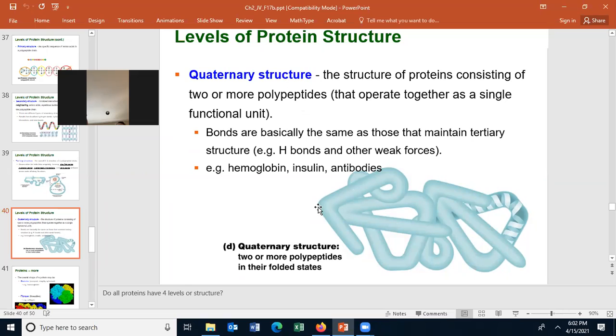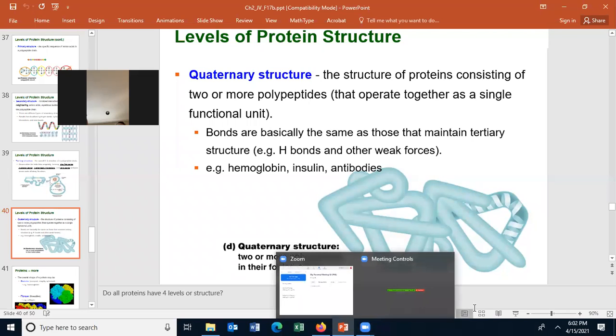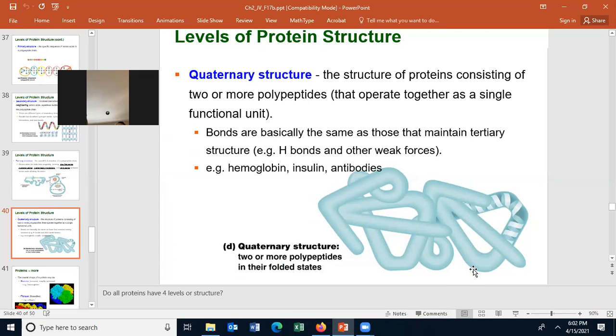Antibodies, hemoglobin, insulin are all examples of proteins that have quaternary structure, where the amino acid, I can't even see, of this polypeptide is interacting with an amino acid on this polypeptide. The bonds that form between the amino acids are the same we saw in the secondary and the tertiary structures.